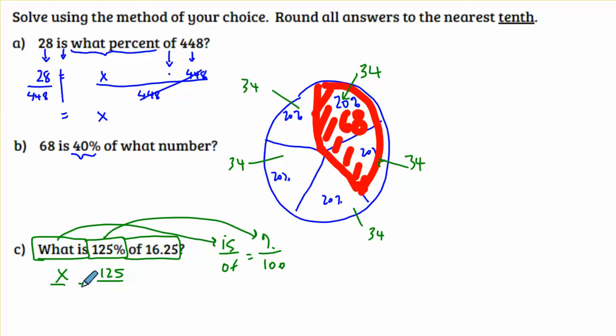We have our equal sign in the middle. We know that the fixed number in this is always 100 over here on the bottom right. And then the of is going to go in the of spot, 16.25. And so you have this proportion that you can now solve with cross multiplication. Hope this helps.